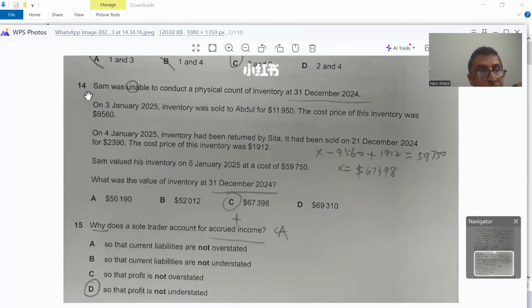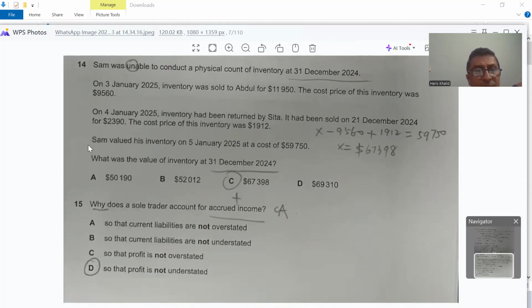Next is going to be the 14. Sam was unable to conduct a physical count of inventory at 31st December. This question basically belongs to that you have to go reverse because you need to find the value of closing inventory at 31st December. And we have been given the value of closing inventory on 5th January. So it means that from 1 to 5, there are transactions which have already happened, and we have to go reverse those transactions. We have to give a counter effect for those transactions.